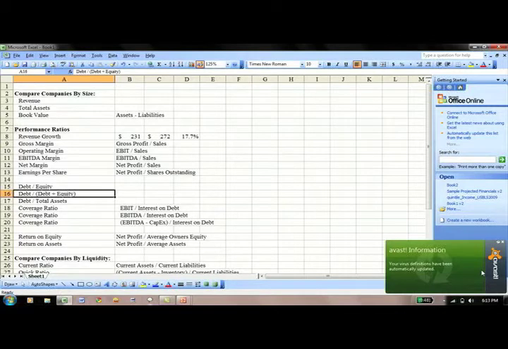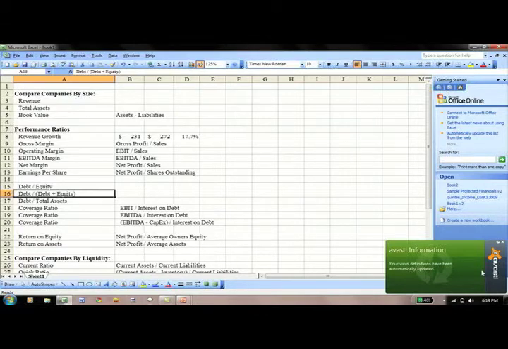A third metric is debt divided by total assets. Now this one's interesting because if your total assets are, let's just say, 122 million, and you have a debt level of, let's say, 10 million, someone that looks at your financials says, not a big deal. You've got 122 in assets, you can easily pay off this 12 million.